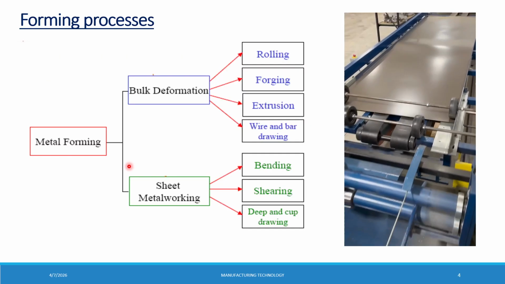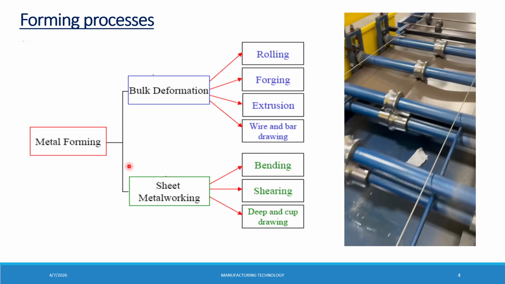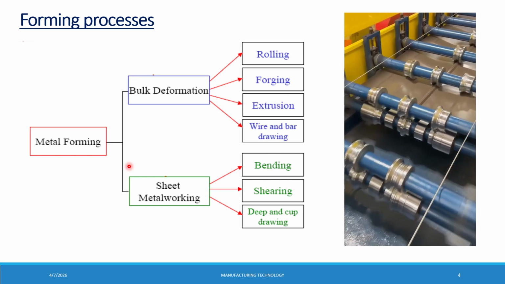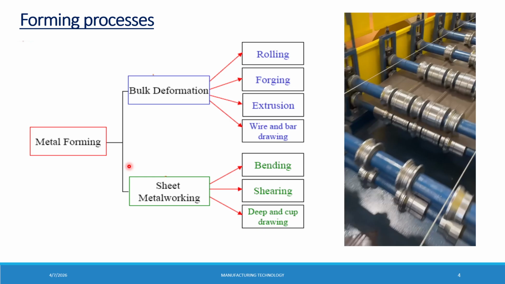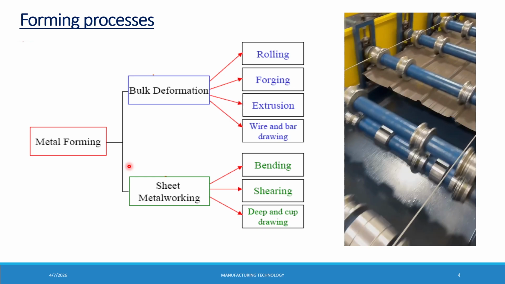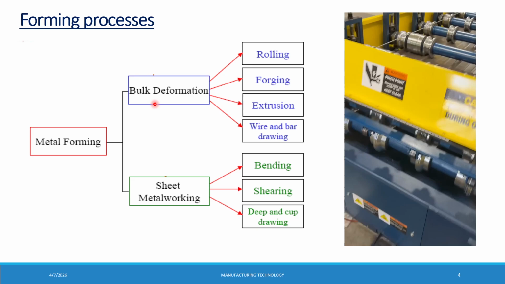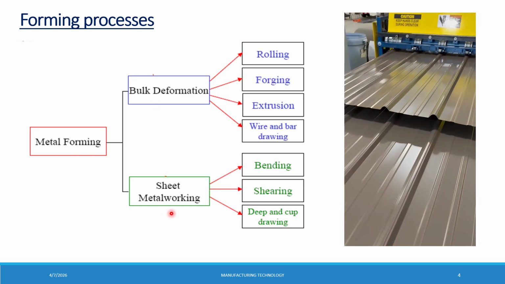Now, a little bit about the forming processes. A classification of metal forming is divided into two major aspects. The first one is called bulk deformation. The other one is called sheet metal working.